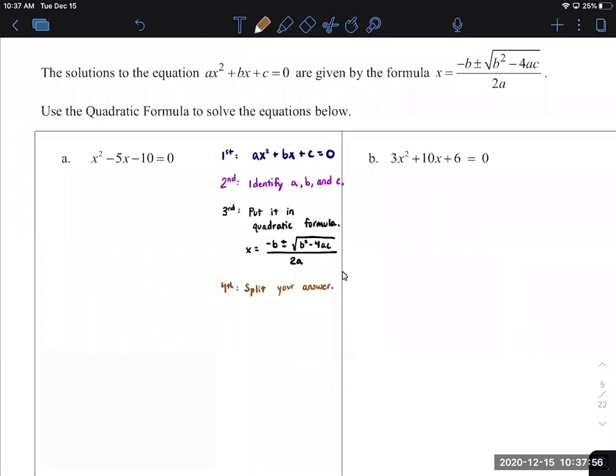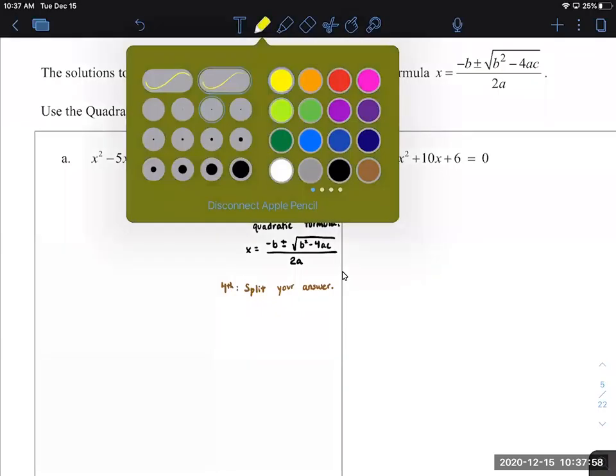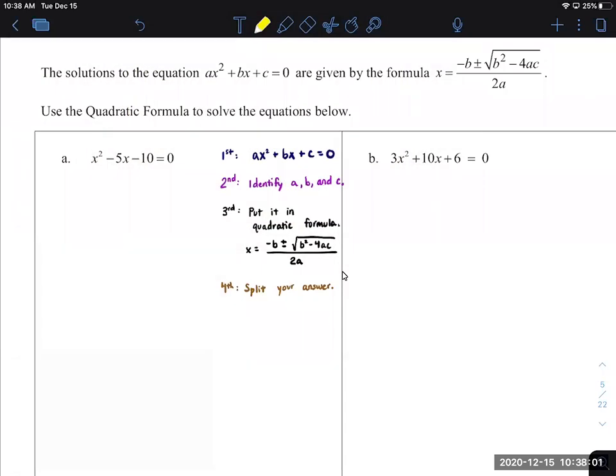This is a video about how to use the quadratic formula to solve a quadratic equation. So the quadratic formula is x equals negative b plus or minus the square root of b squared minus 4ac all over 2a.